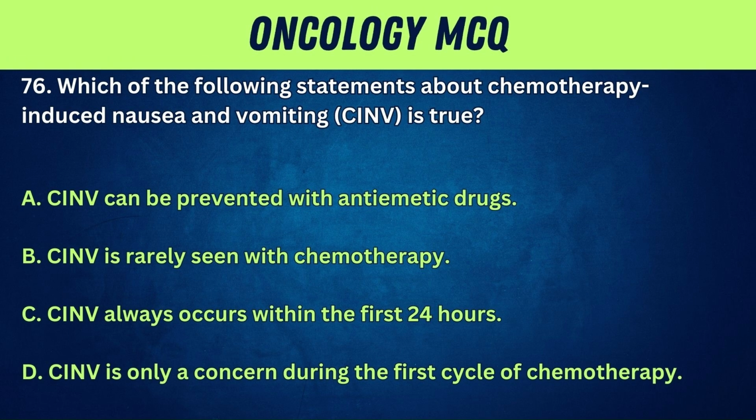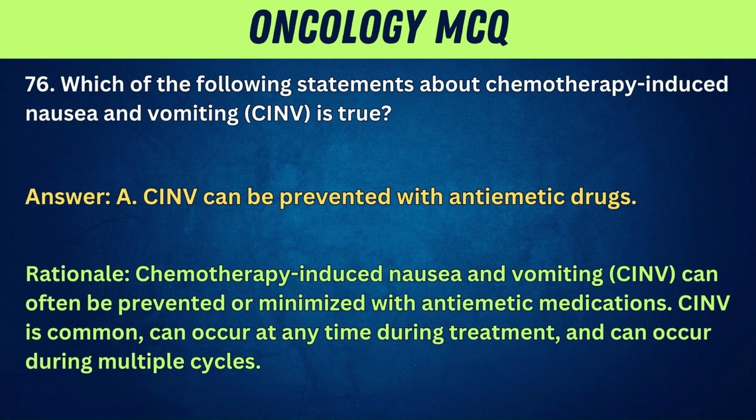76. Which of the following statements about chemotherapy-induced nausea and vomiting, CINV, is true? A. CINV can be prevented with antiemetic drugs. B. CINV is rarely seen with chemotherapy. C. CINV always occurs within the first 24 hours. D. CINV is only a concern during the first cycle of chemotherapy. Answer: A. CINV can be prevented with antiemetic drugs. Rationale: chemotherapy-induced nausea and vomiting can often be prevented or minimized with antiemetic medications. CINV is common, can occur at any time during treatment, and can occur during multiple cycles.